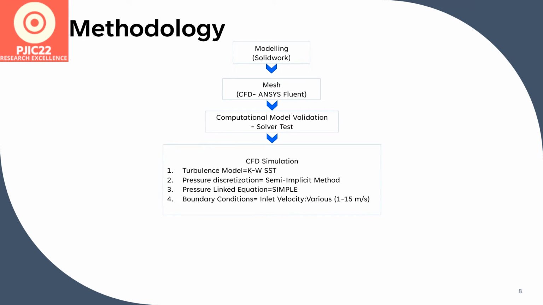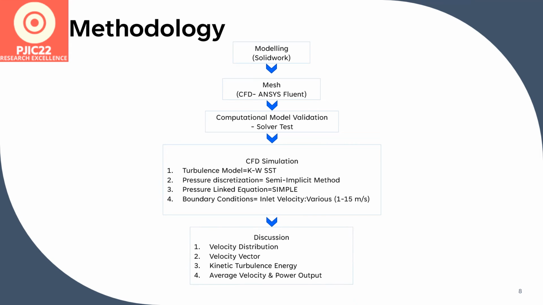On CFD simulation, the parameters used are turbulent model k-omega SST, pressure discretization, which is semi-implicit method, pressure link equation, SIMPLE, and the boundary condition with various inlet velocity in range 1 to 15 meters per second. So the discussion is velocity distribution, velocity vector, turbulent kinetic energy, lastly, average velocity and power output.